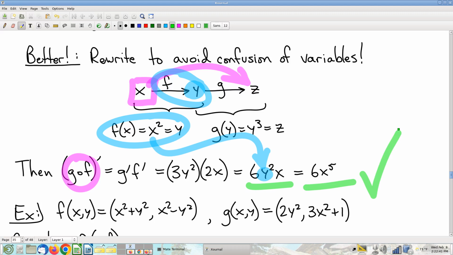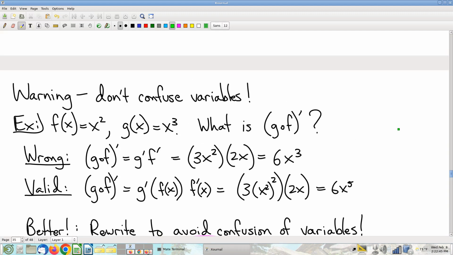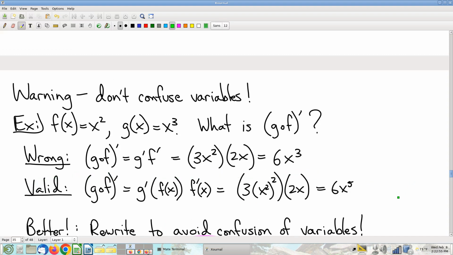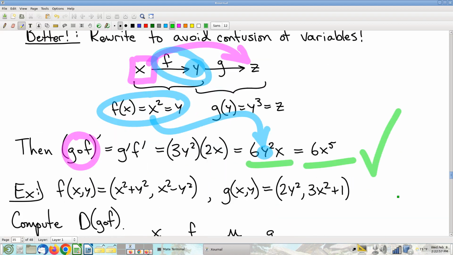So I think this is much better. I would much rather do this than this, because there is something intrinsically confusing, thus the name confusion of variables. So I would rather just not commit confusion of variables in the first place, as opposed to dealing with confusion of variables in a confusing way.